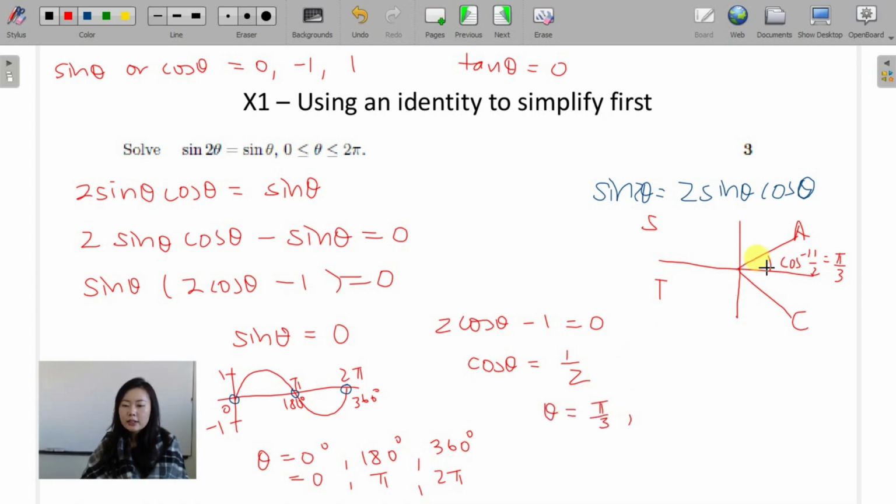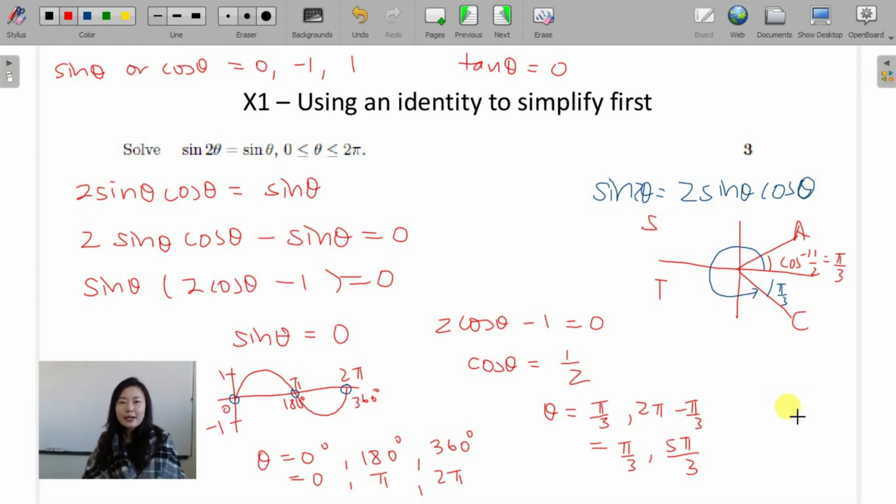The second one is from here all the way down to the fourth quadrant, where this is pi on 3. So that's 2 pi minus pi on 3. So that's pi on 3, 6 minus 1, that's 5 pi on 3. Okay, so that's it. 5 answers in total: 0, pi, 2 pi, pi on 3, 5 pi on 3.